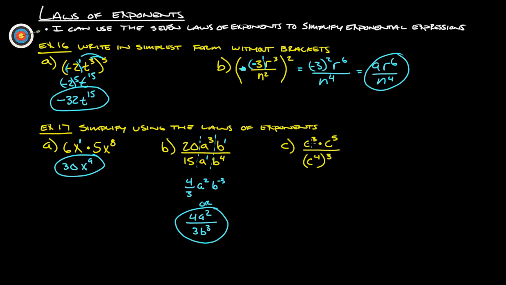All right, this one here, c to the 3rd times c to the 5th. Since these are not a power raised to a power, we're just going to add them, right? So it's going to be c to the 8th over, this is the one where we multiply, c to the 4th to the 3rd power. 4 times 3 is c to the 12th. And then to simplify that, it's c to the 8 minus 12, which is c to the negative 4th, or we could write it as 1 over c to the 4th, either one of those two.